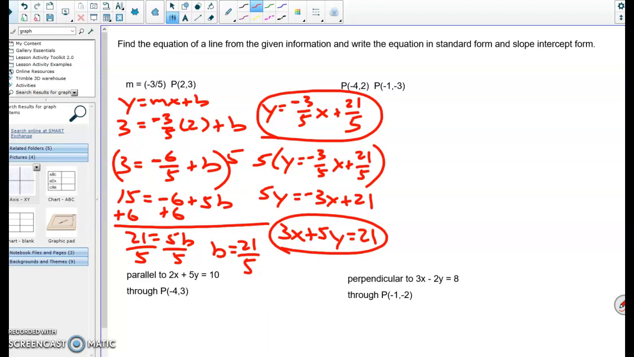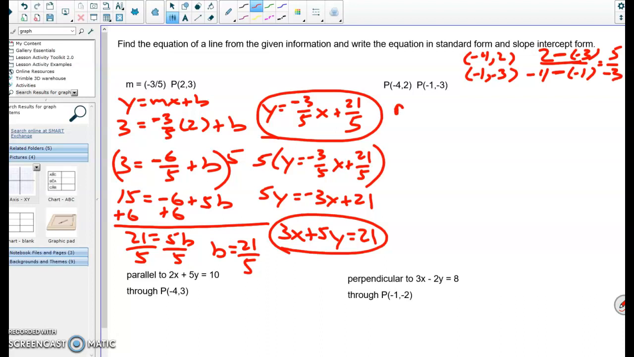Second one, when I'm given 2 points, I've got to find my slope first. So to find my slope, I'm going to put the points one on top of the other. Negative 4, 2, negative 1, negative 3. So 2 minus a negative 3, negative 4 minus a negative 1. And 2 minus a negative 3 is 5. Negative 4 minus a negative 1 is a negative 3. So the slope I'm going to work with is negative 5/3.